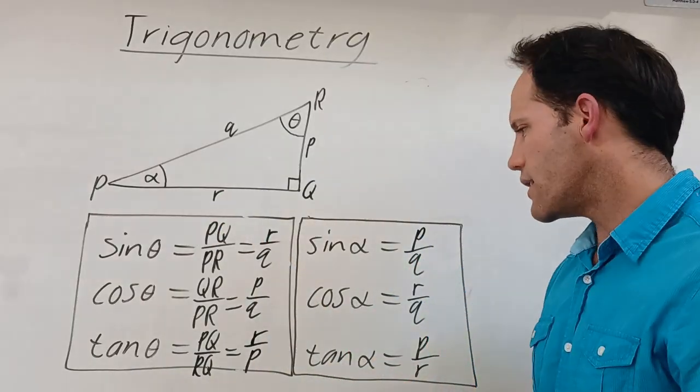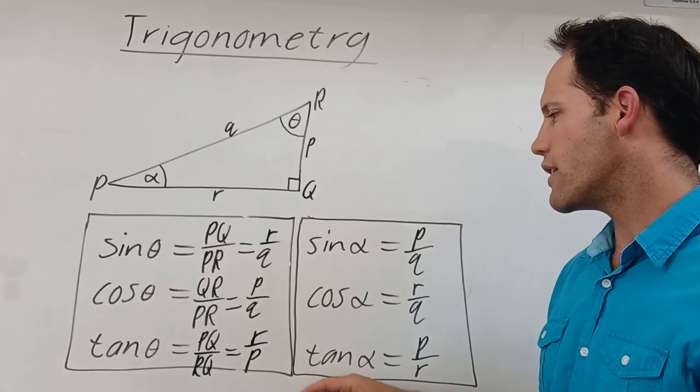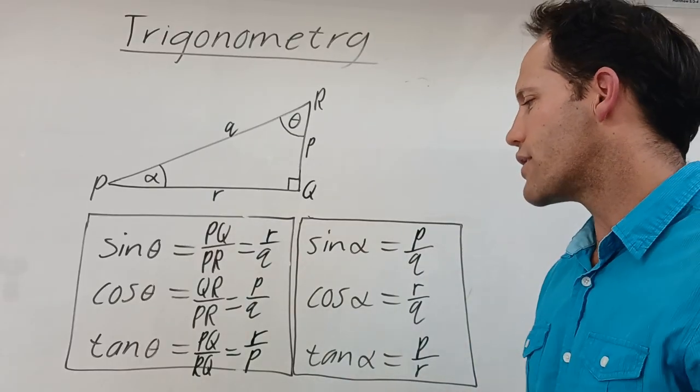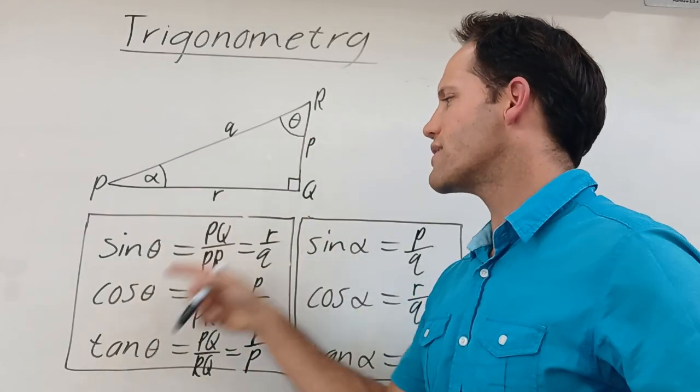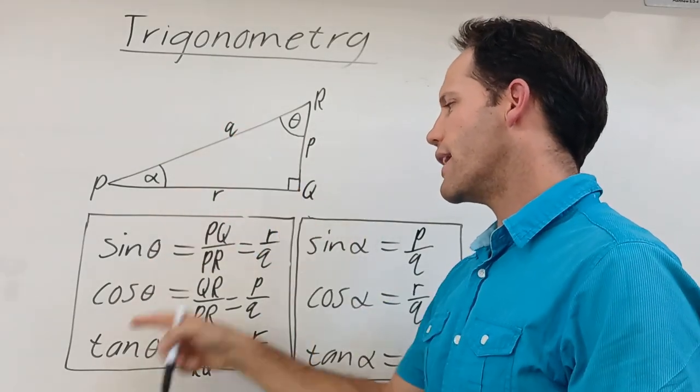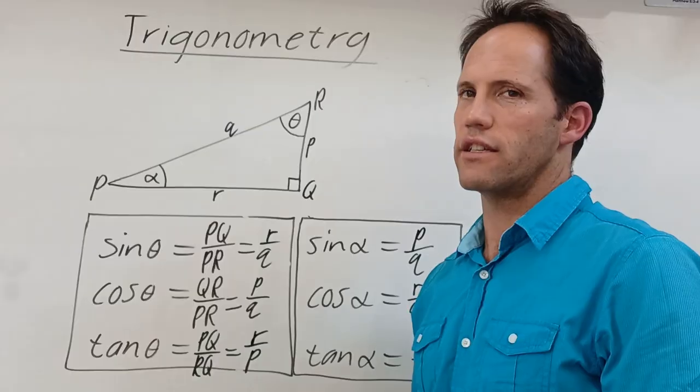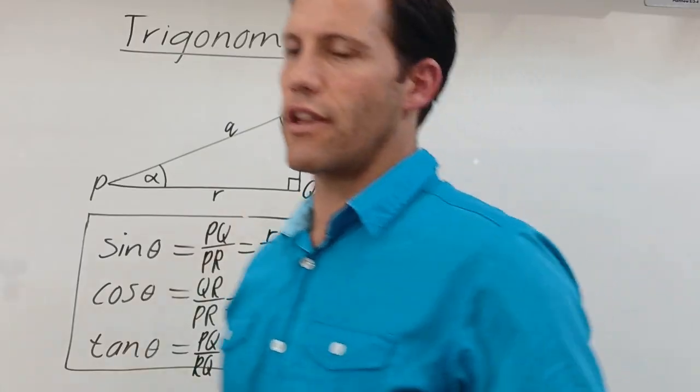And as you can see, we use that rule: sine is opposite over hypotenuse, cos is adjacent over hypotenuse, and tan is opposite over adjacent. And then you can get any of them.